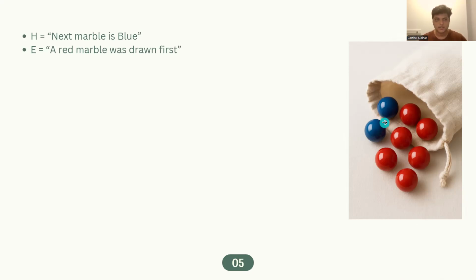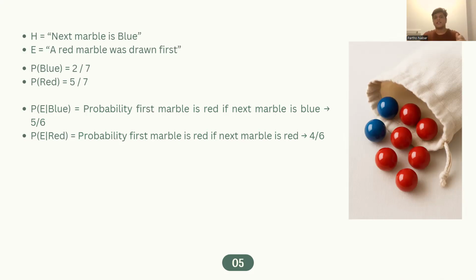Now let's do the quick math here. What's the probability of blue? It's 2 by 7. Probability of red is 5 by 7. Now what's the probability that the first marble is red given the next one is blue? Now 5 by 6, because we already took out the red one. And what is the probability that the first marble is red if the next marble is red? That's going to be 4 by 6. I hope it's still clear till now.